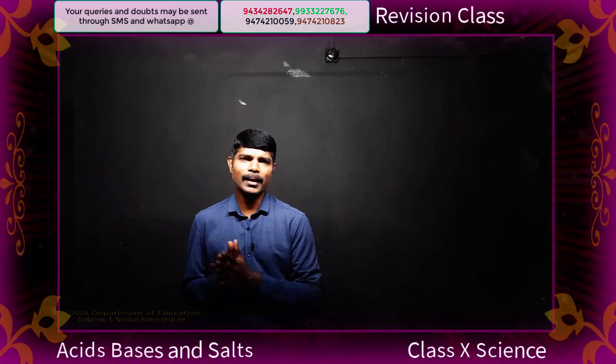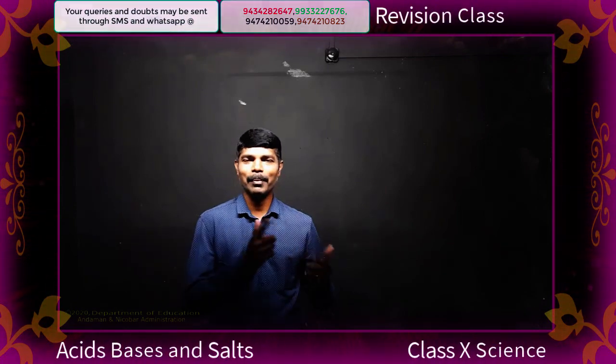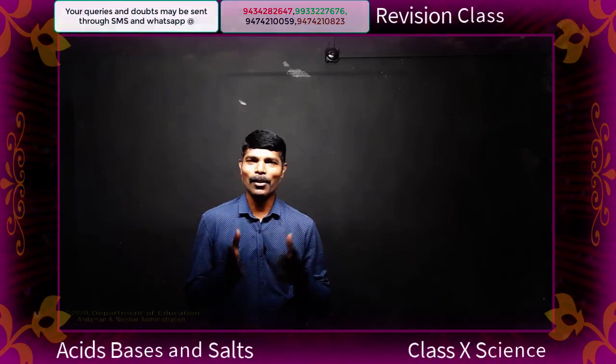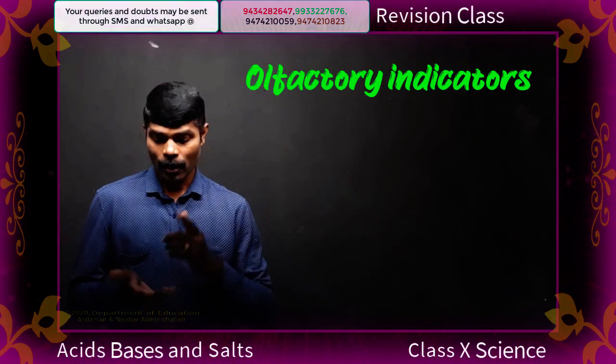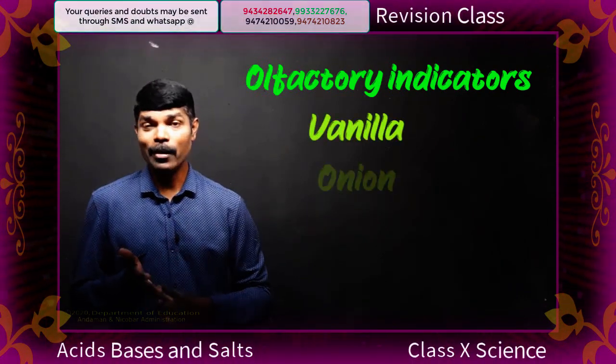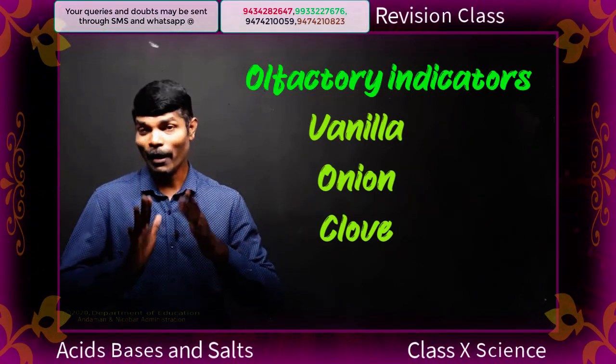Apart from these indicators, there are indicators which change their odor in acidic and basic medium. Such indicators are called olfactory indicators. Examples of olfactory indicators are vanilla, onion, and clove.